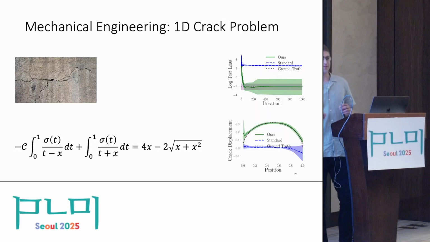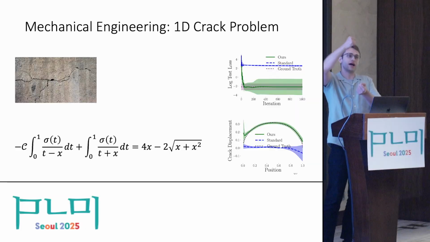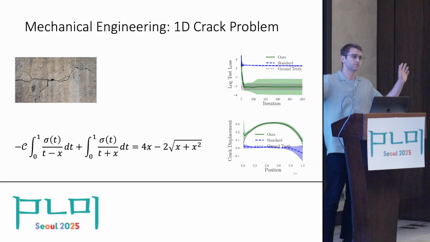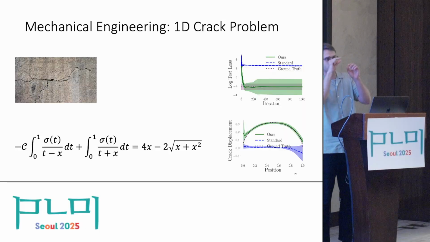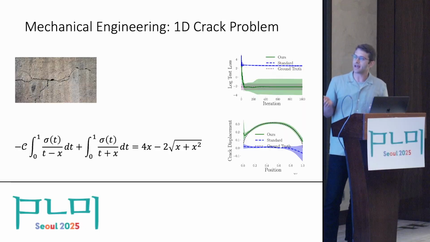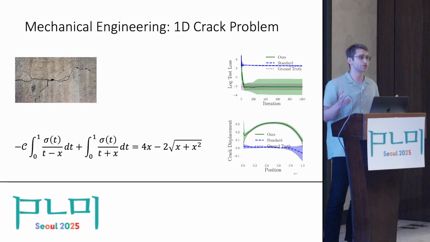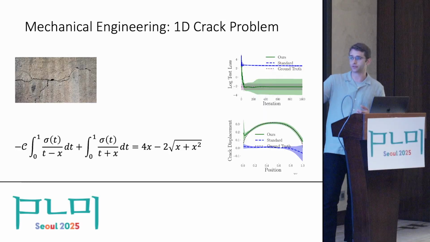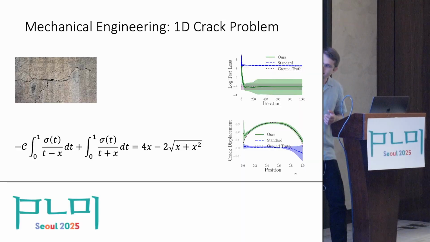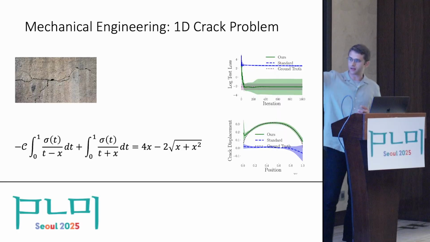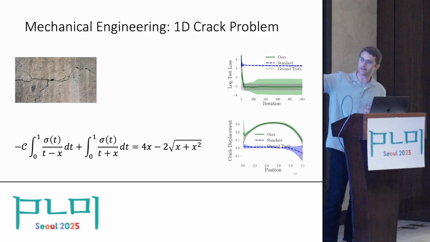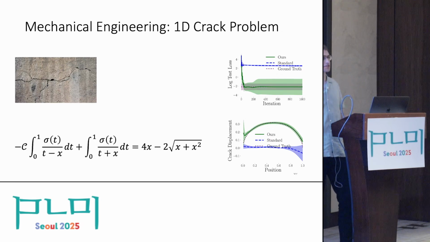Now we're going to look at these crack propagation problems. The idea is you have some material, we'll say concrete, and it has a little crack under some force. And you might ask, how would that crack propagate? What is the crack displacement? It turns out you can model this problem with a singular integral equation. So we have this Cauchy principal value integral, this unknown sigma, another unknown sigma, and then the right-hand side, which is determined by the physical parameters.